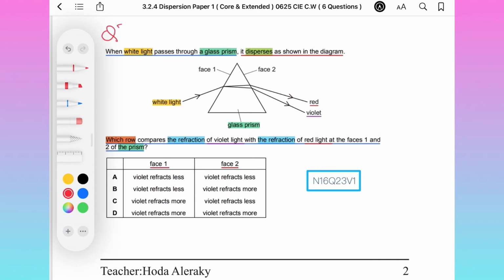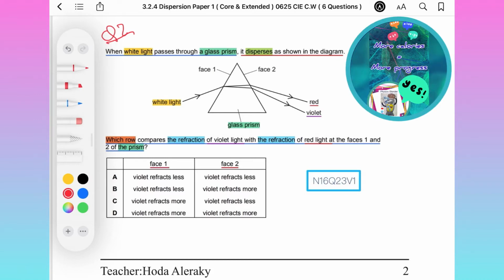Okay, let's go to question 2. When you have white light passing through a glass prism, dispersion takes place. Which row compares the refraction of violet light and the refraction of red light? At phase 1, what happens at this point when white light travels from air to glass, which is a different medium? It refracts, it changes its direction, and the speed also will be changed, but the frequency will be the same.